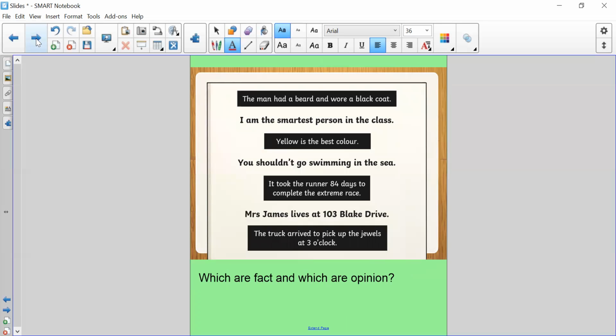So the man had a beard and wore a black coat. I am the smartest person in the class. Yellow is the best colour. You shouldn't go swimming in the sea. It took the runner 84 days to complete the extreme race. Mrs. James lives at 103 Blake Drive. The truck arrived to pick up the jewels at 3 o'clock. Which are facts and which are opinion? And we have done this in our reading lesson as well.